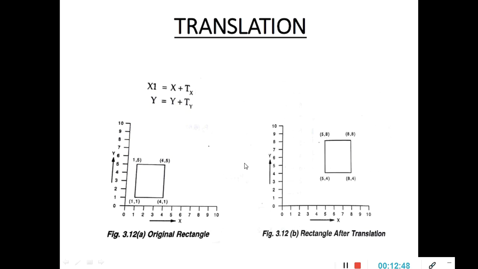Translation is a type of 2D transformation in which the location of an object or part can be changed by simply changing the coordinate points of that particular component.